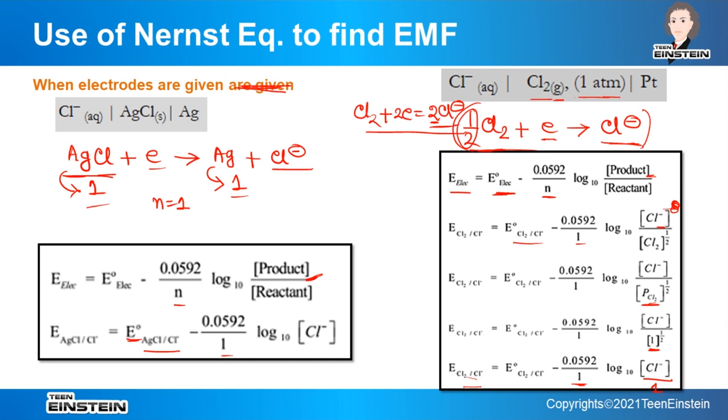So in this way we can use the Nernst equation to find the EMF of the cell, provided the concentrations of the product and reactant are given, and also the standard electrode potential is given.